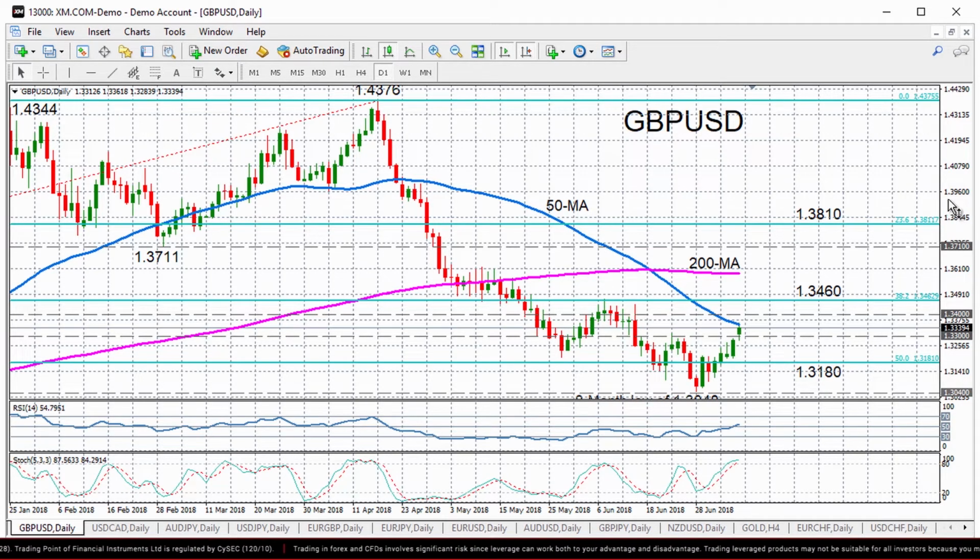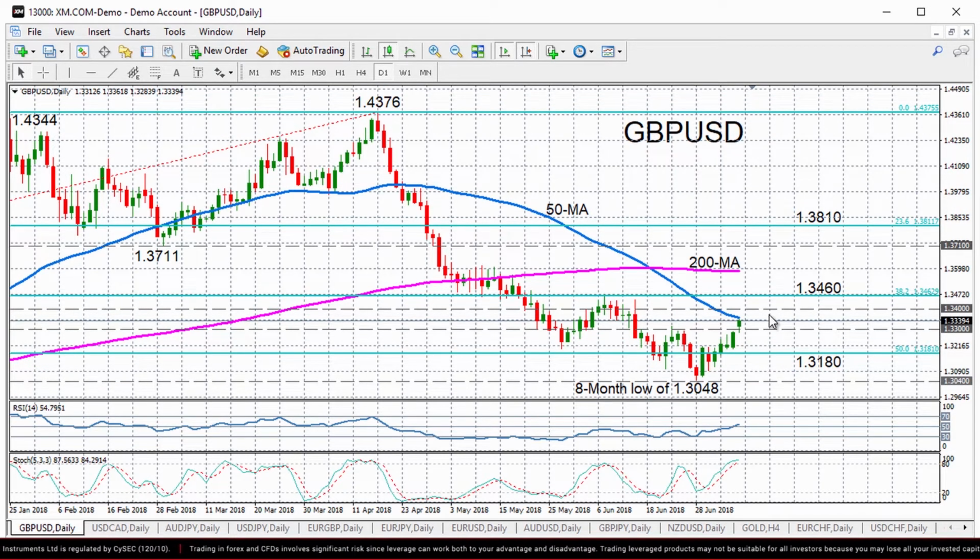However, if we do see prices drifting lower even more, we could then see immediate support coming from the 1.33 handle. Below that, we've got the 50% Fibonacci at around 1.3180. A breach of the 50% Fibonacci would open the way towards that 8 months low, 1.3048 we saw back at the end of June. And if we do see a drop below that low, that would reinforce the bearish outlook in the medium term.